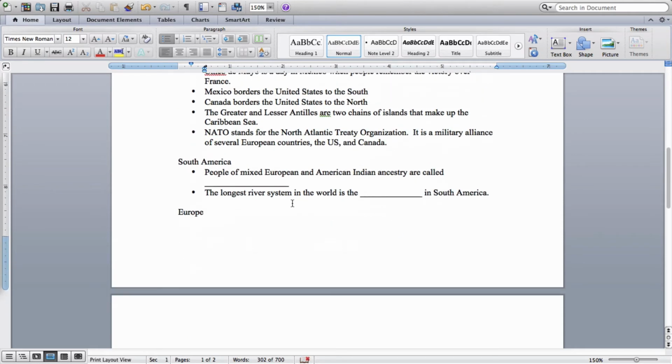All right, moving to South America. We just had two things here real quick. People of mixed European and American Indian ancestry are called mestizos.